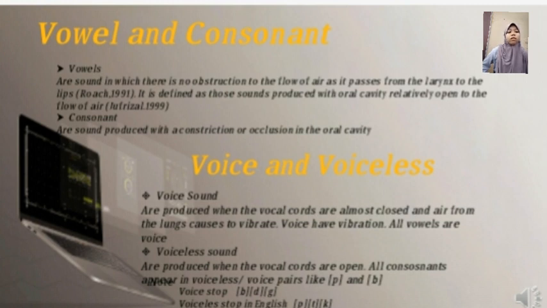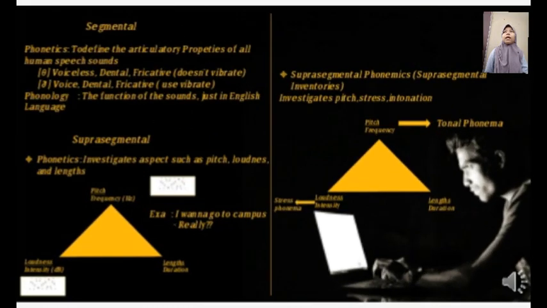Voiceless sounds are produced when the vocal cords are open. Consonants appear in voiced and voiceless pairs, like B and P. Voiced stops in English are B, D, G. Voiceless stops in English are P, T, K. Okay, next.